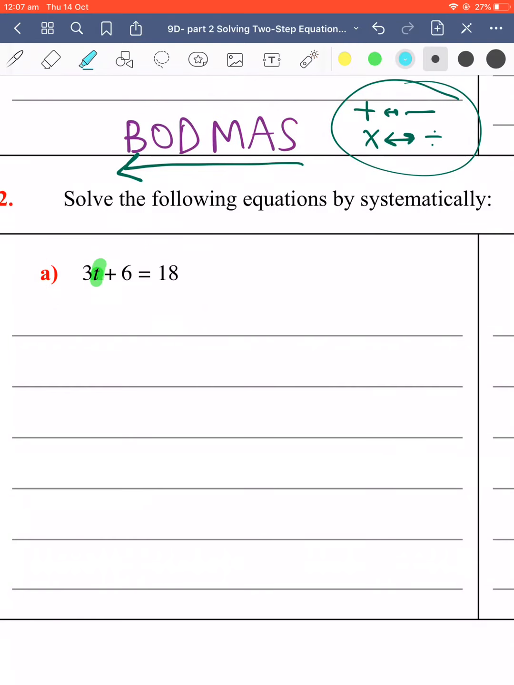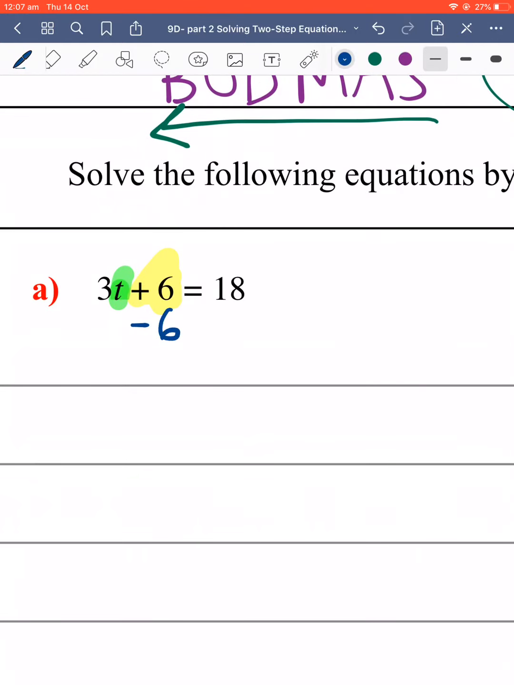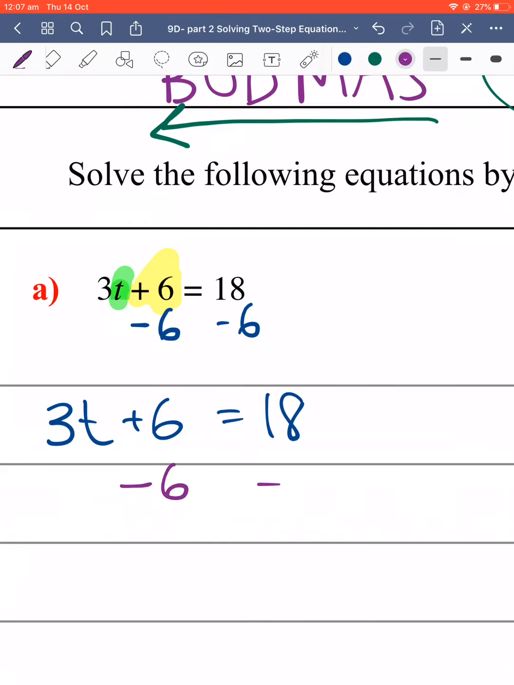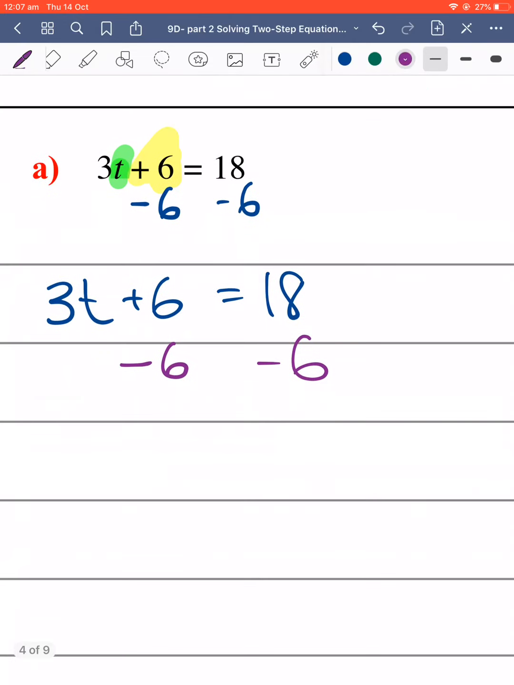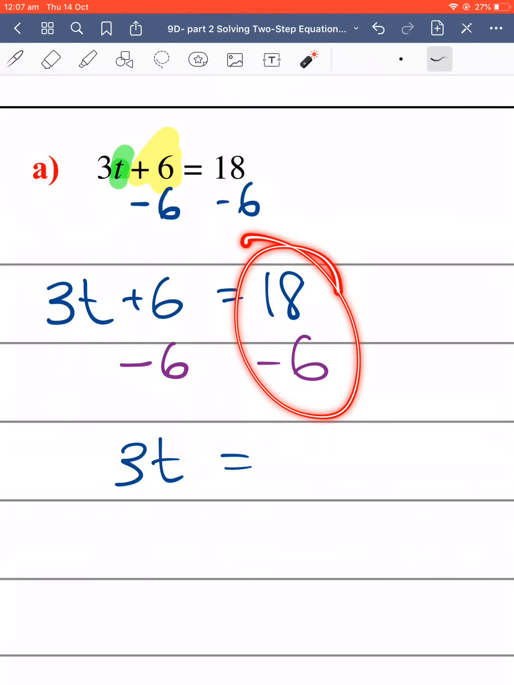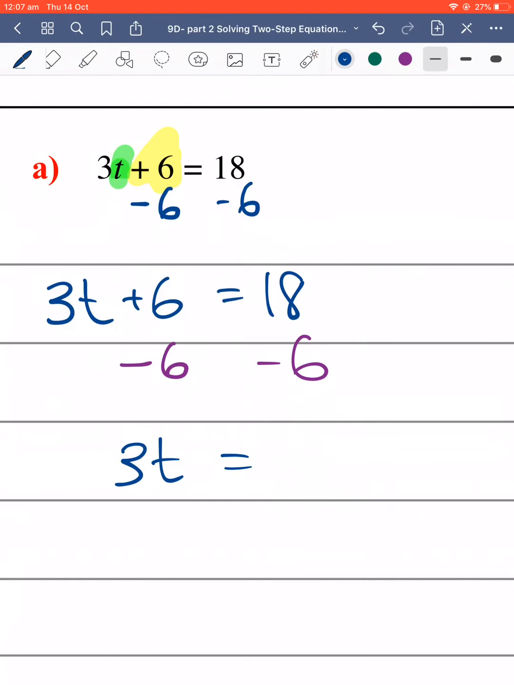For this one, the first thing I can see is I want to undo this plus 6. To undo that plus 6, what I do need to do is minus 6. Remember, what I do to one side, I do to the other. So I'm going to write this one out. 3t plus 6 equals 18. And what I have done is I have minus 6 from both sides. Again, these two will cancel each other out. So all I'm left with is 3t, and that equal sign. And 18 minus 6 gives me 12. So let's write that 12 in.